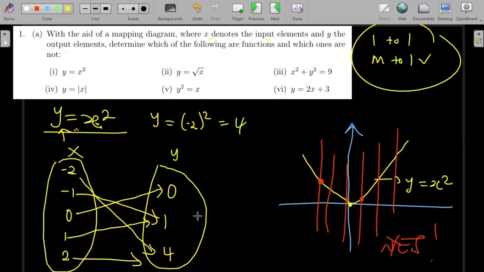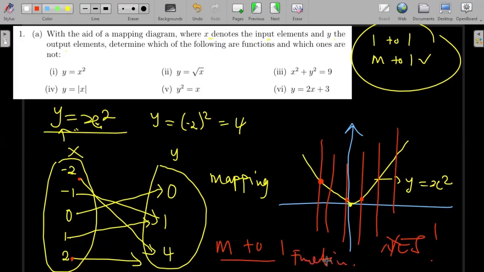So now you have this mapping, okay? You ask yourself, of the 4 types of mappings that we had earlier, where does this one fall? We see that we have many points here. I have these two, -2 and the positive 2. They're both mapping to the 4. So these are many to 1. So this relation is many to 1. And we say that many to 1 is indeed a what? A function.